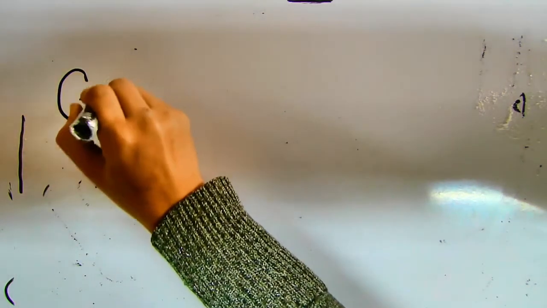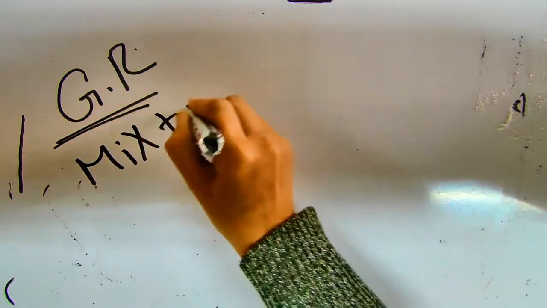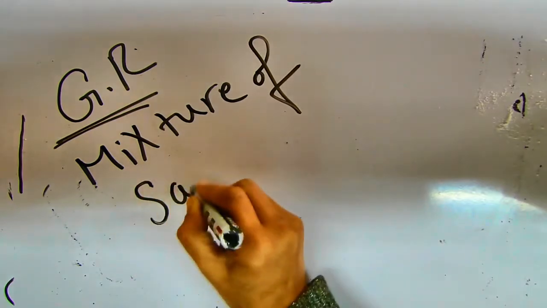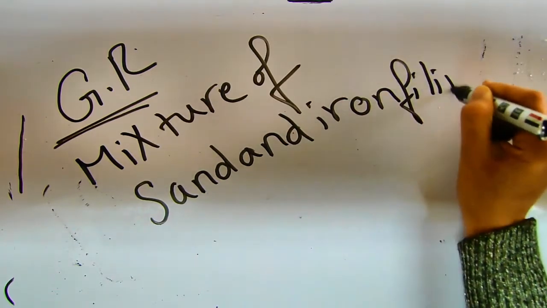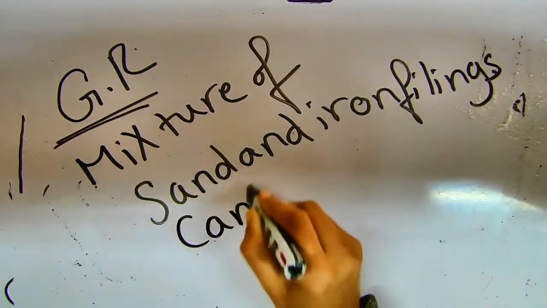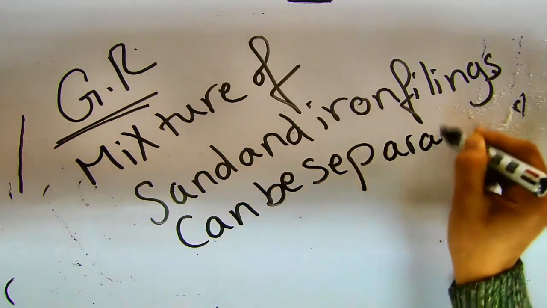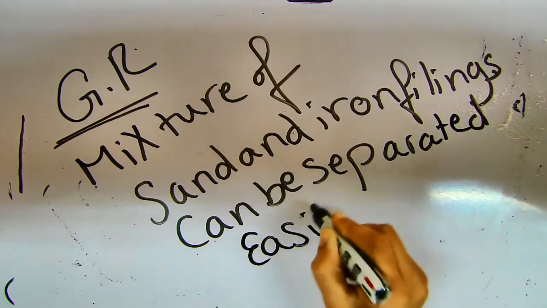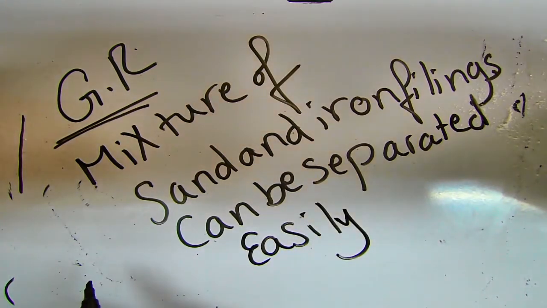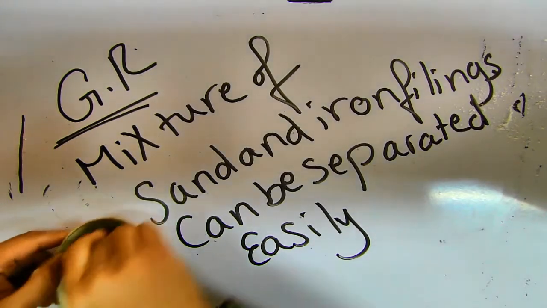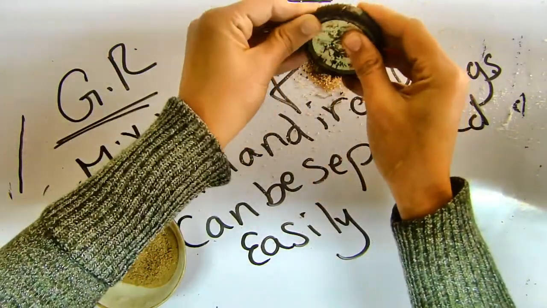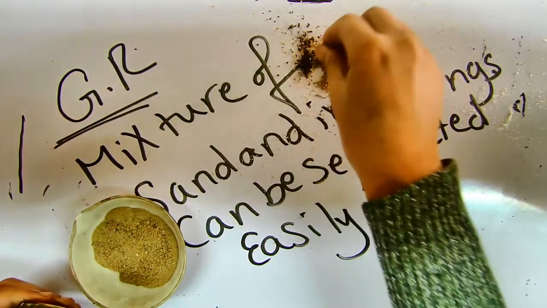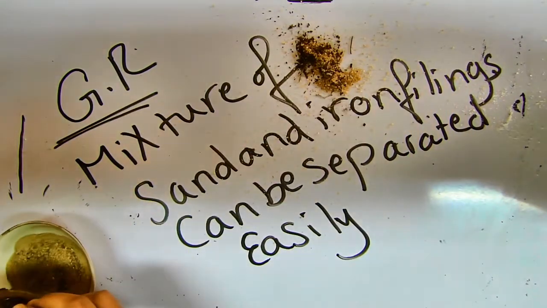Give reason. The question: if you have a mixture of sand and iron filing that can be separated easily, how come you can separate sand from the iron filing? Here we have sand. If we put some sand here and the iron filing, you can mix the sand with the iron filing as you see here. How can this mixture be separated?